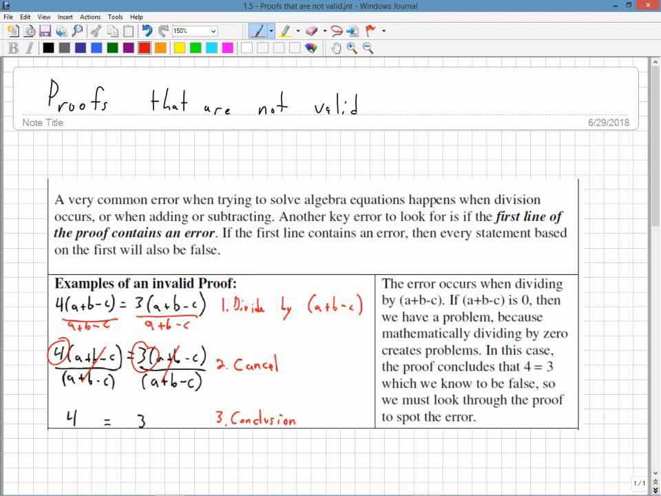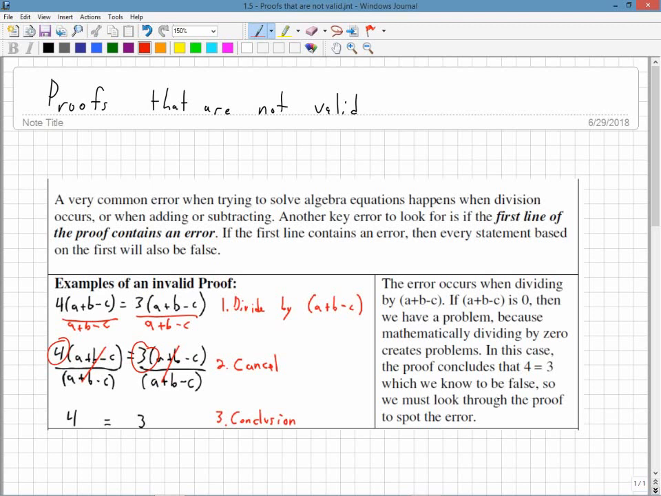The error occurs when dividing by a plus b minus c. If a plus b minus c is equal to 0, so inside the brackets, if that whole thing is equal to 0, then we have a problem, because mathematically dividing by 0 creates problems. Usually we say it's undefined or it's infinite. In this case, the proof concludes that 4 equals 3, which we know to be false. So we must look through the proof to spot the error.